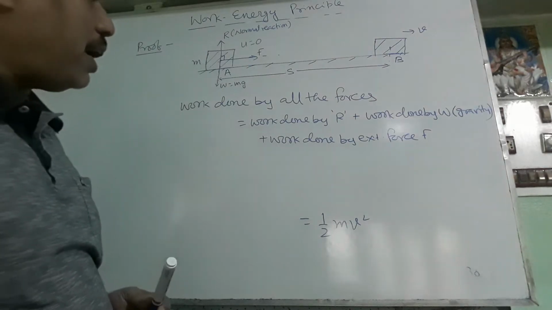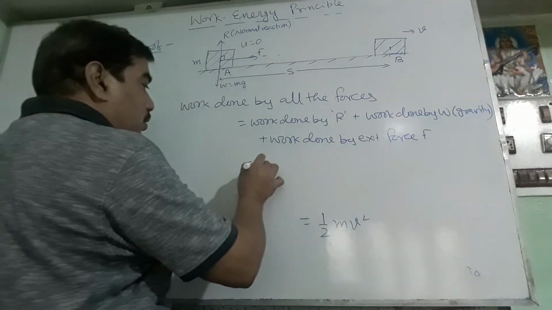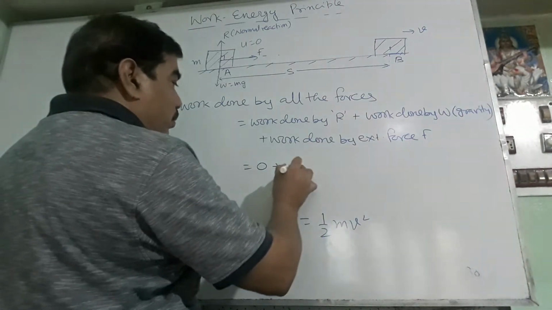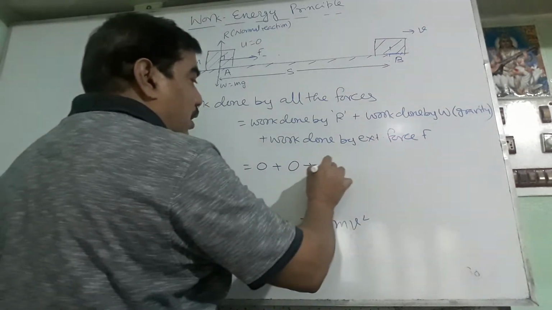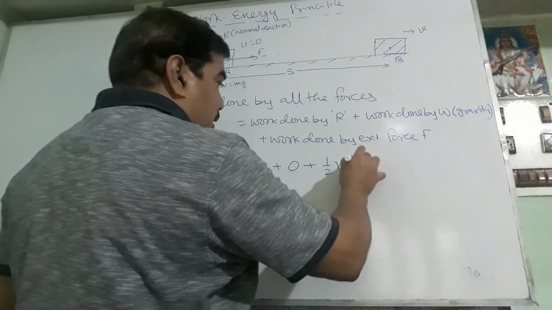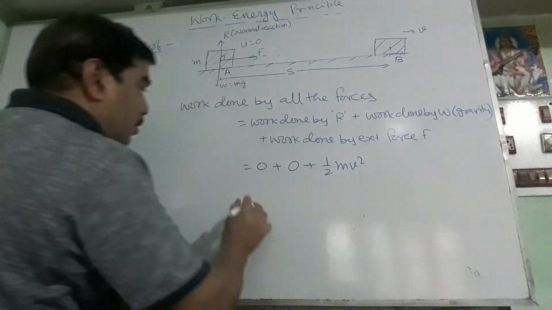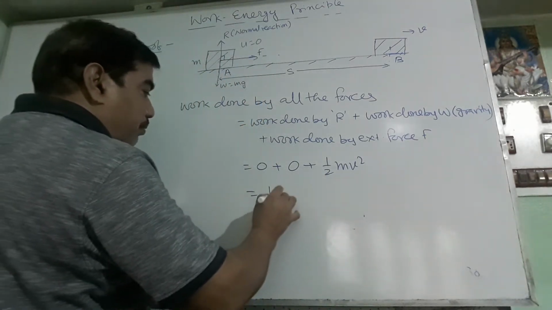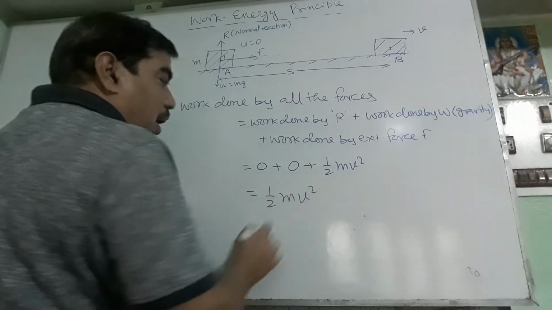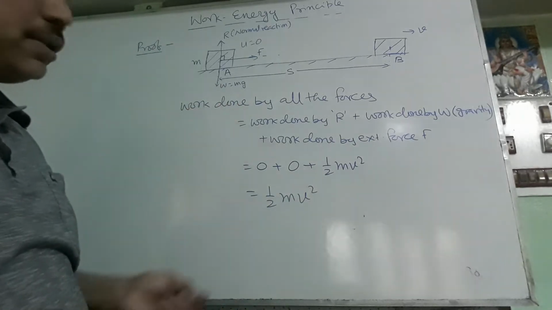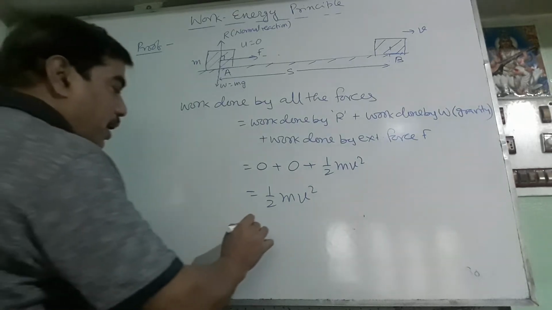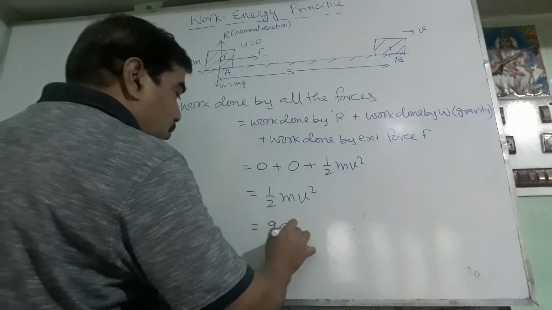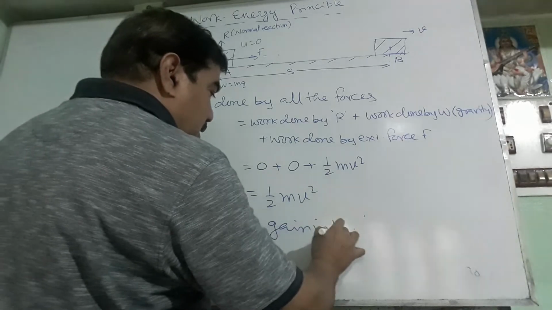So work done by R, we have got it is 0, work done by W, that is also 0, and work done by this external force we have got half mv square. This half mv square, we have already got previously, is the gain in kinetic energy.